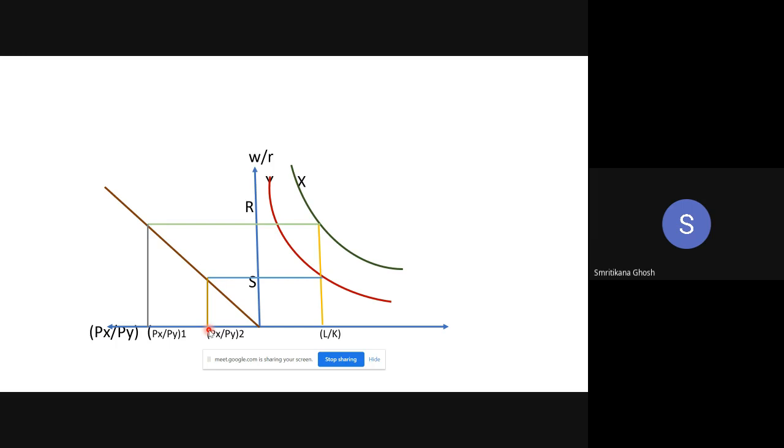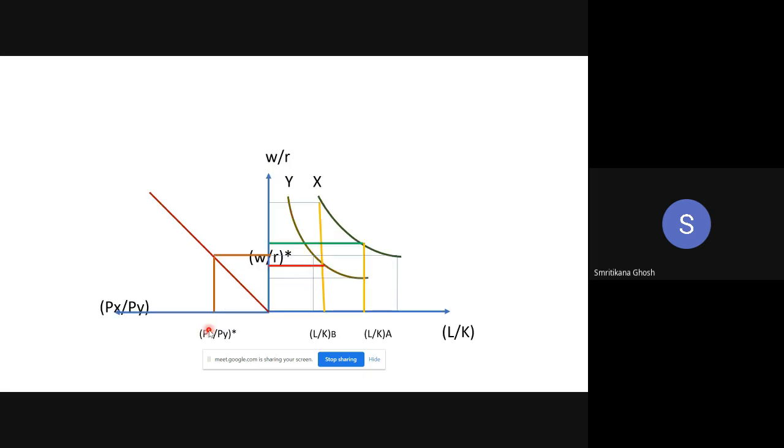We are just showing the range of the wage rental ratio or the price ratio, so that the country will produce both the commodities. That much. Okay. Now here we are having the overlapping zone. Look, overlap, we all know what is overlapping. Overlapping means one zone is on the another zone, right?